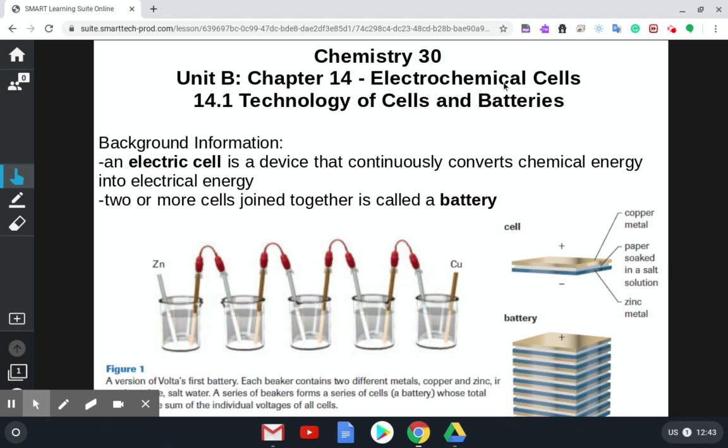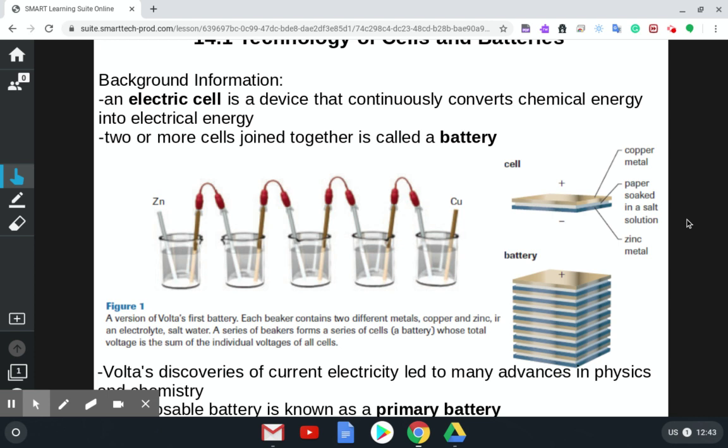We're looking at electrochemical cells. We'll start by talking about cells and batteries. As background, an electric cell is a device that continuously converts chemical energy into electrical energy. Two or more cells joined together is a battery. In this case, we have a zinc copper battery because it's a bunch of cells put together. It can also be stacked.